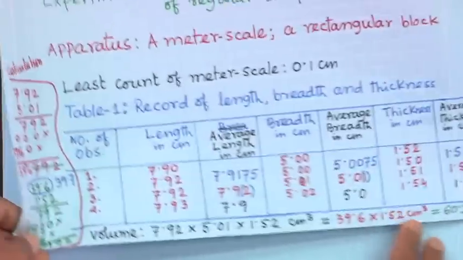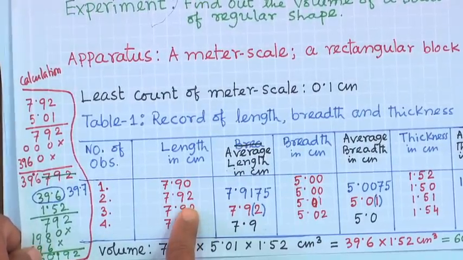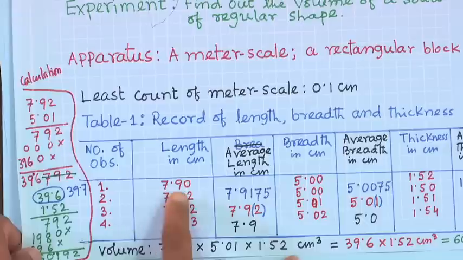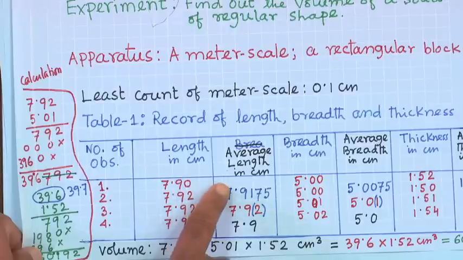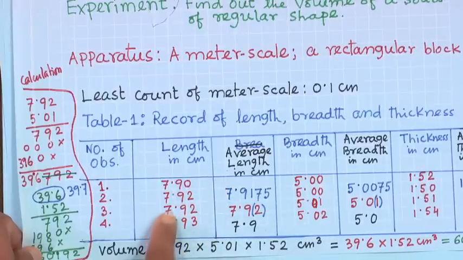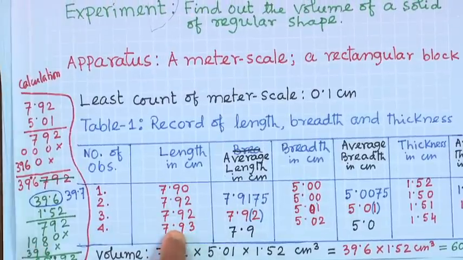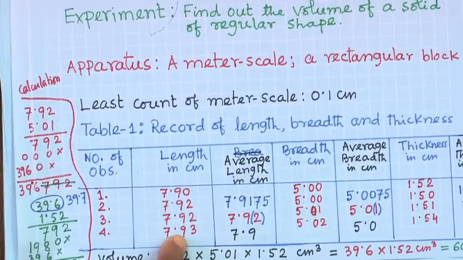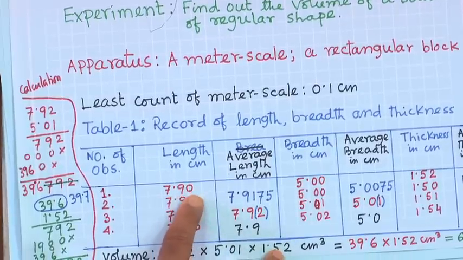Now, 4 readings I have taken. Here, first the reading for length; if I explain one, the others will be similar. I have written the first observation 7.90 centimeter. Then the next one I have written 7.92, third one 7.92 and then 7.93. Now, the question is that the least count is 0.1 centimeter. So, whether I should write 7.9 or 7.90, both are the same.